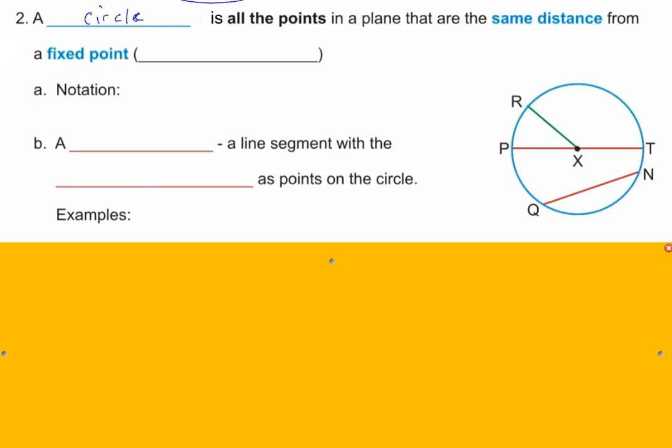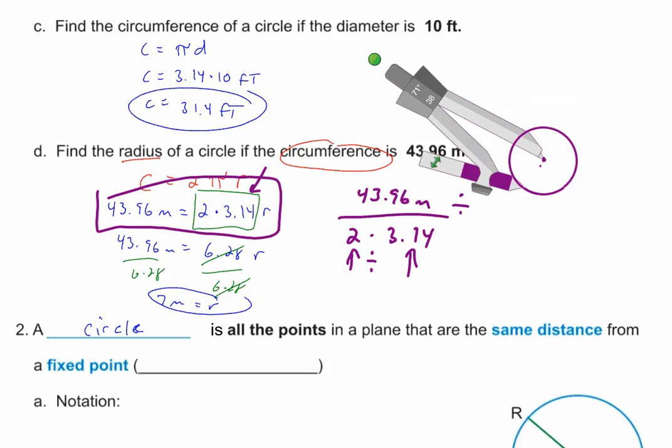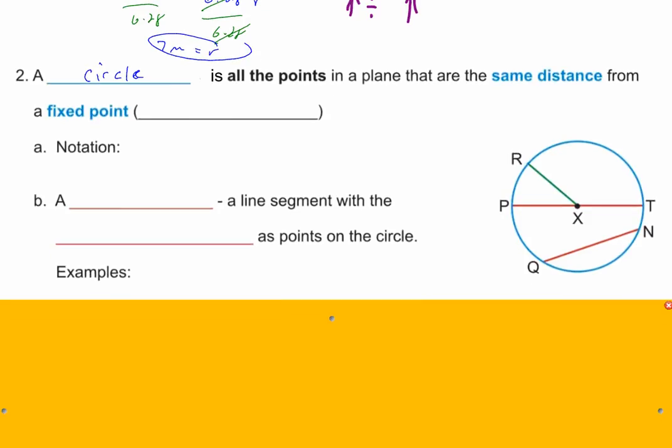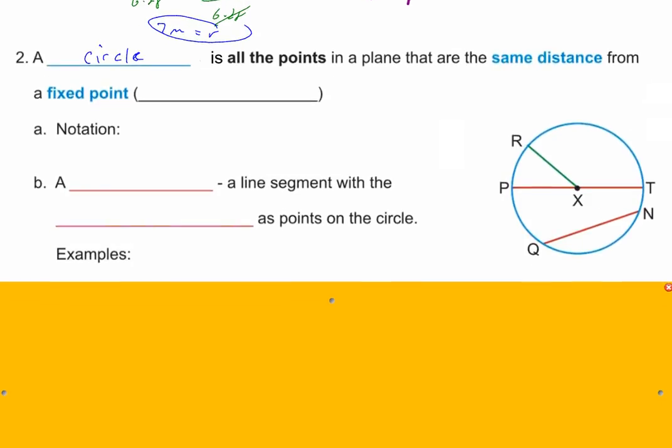All right, we better go on before we start losing it. So really the idea is a compass ensures that all the points of the circle are the same distance from the center point. So that fixed point is the center of the circle. The fixed point is the center.